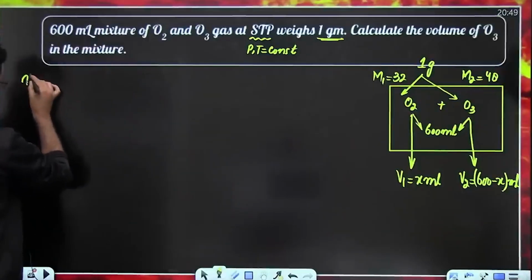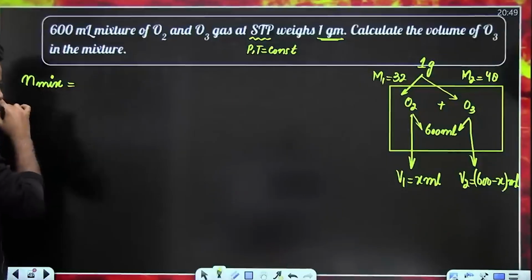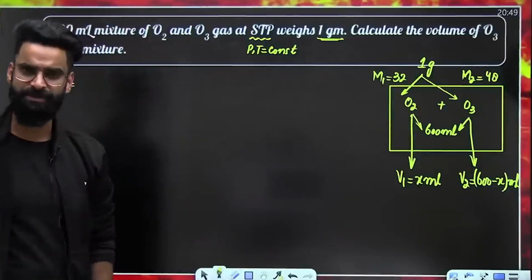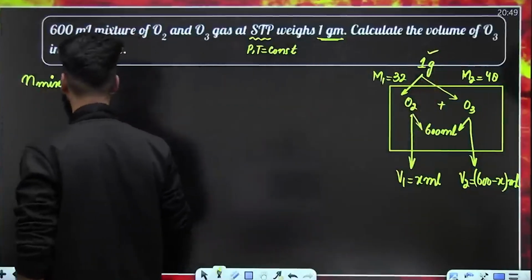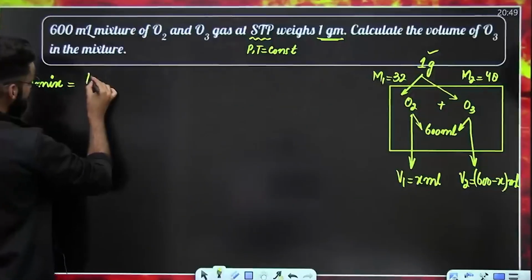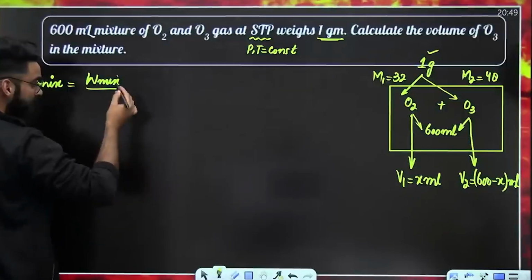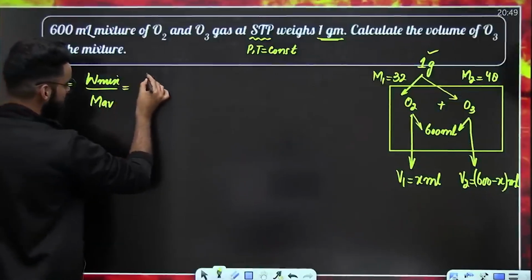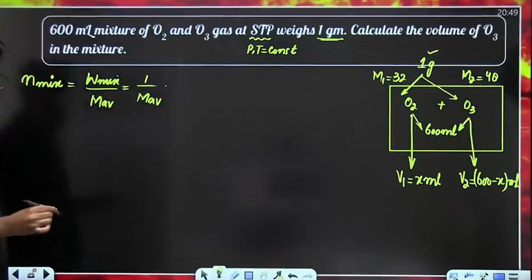If I ask you, how many total moles are there in the gaseous mixture? It's a simple question. Since the mass of the gaseous mixture is 1 gram, the total moles present in the mixture is going to be the mass of the mixture in grams divided by the molar mass of the gaseous mixture, which is what you call as M_avg. So it's 1 divided by M_avg, right?